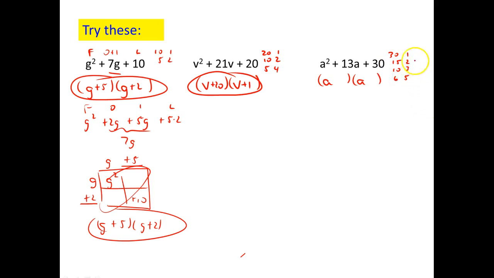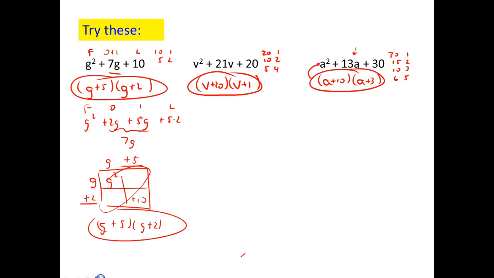Which of those are going to add to give me my positive 13 in the middle? That's going to be a 10 and a 3. So if you FOILed that, you would get back to your start, that quadratic trinomial there.